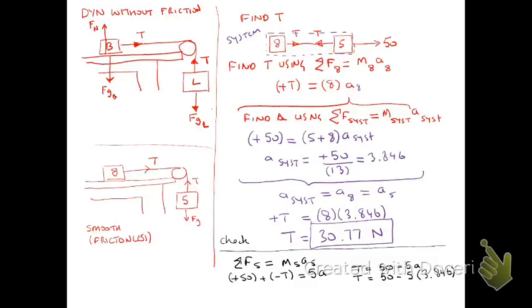3.846. So T equals 50 minus parentheses 5 times 3.846, close parentheses, equals, I'm getting 30.77.